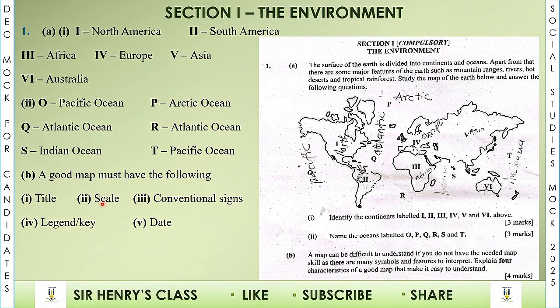A scale shows the ratio between the distance measured on the ground to the actual distance measured on the map. Conventional signs are the symbols that are used on the map. Legend or key explains conventional signs. And we have the date that tells when the map was drawn.